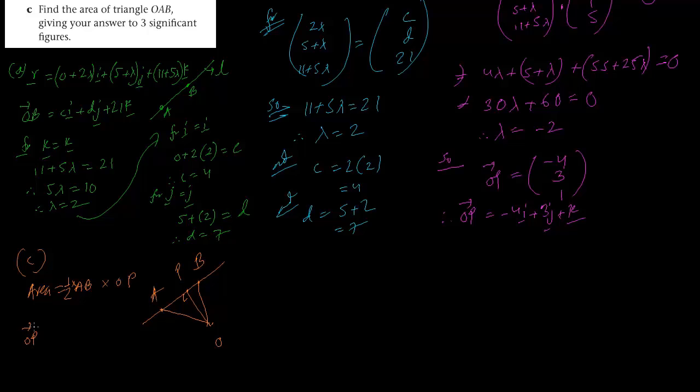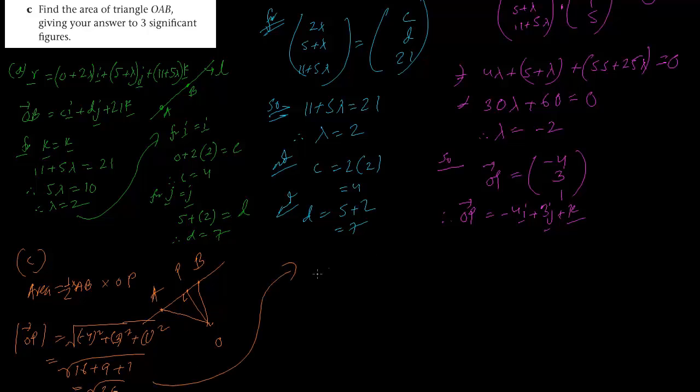So OP is going to be simpler. So OP, it's the modulus of the vector. So that is going to be minus 4 squared plus 3 squared plus 1 squared. And this is going to be 16 plus 9 plus 1, which is square root of 26.